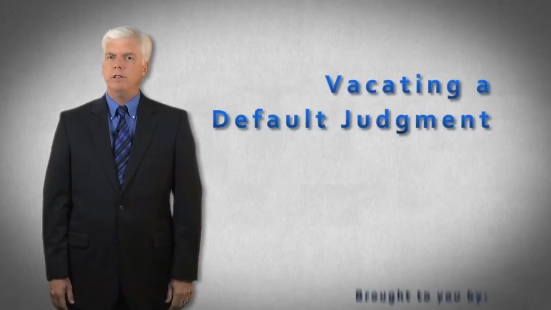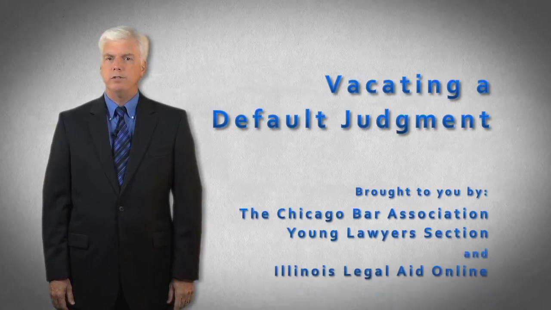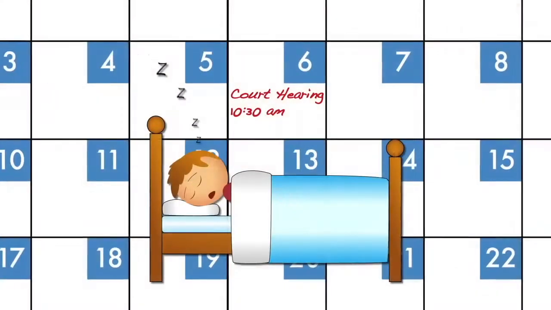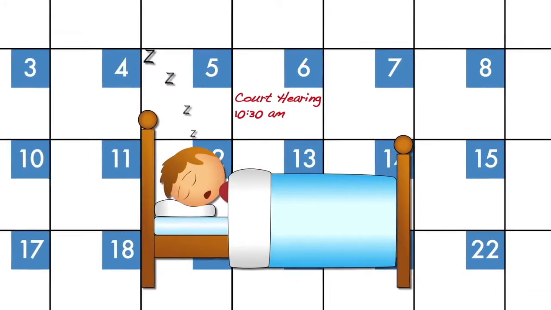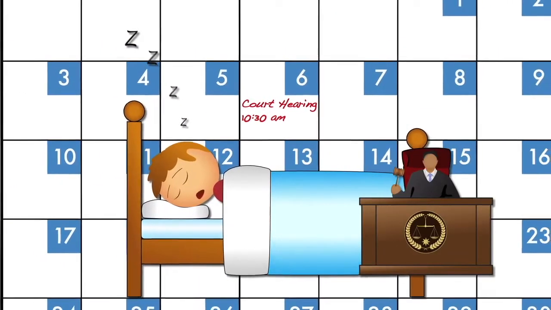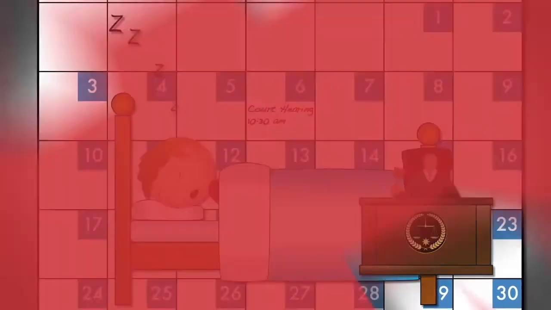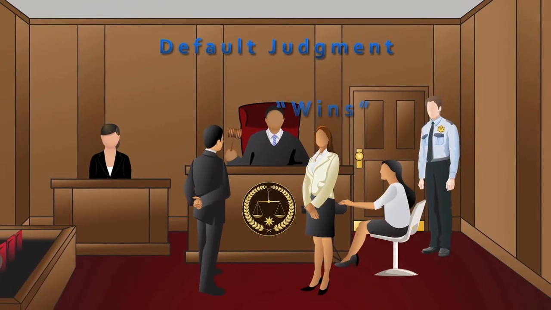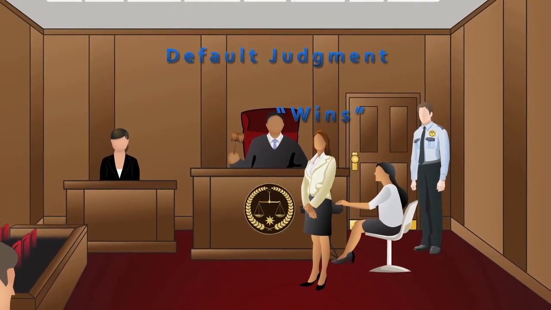In this video, you will learn how to vacate a default judgment. If you are involved in a lawsuit and you do not come to court on the scheduled date that you're supposed to, the judge may enter a judgment against you. This is called a default judgment. A default judgment means that the other side wins the case because you didn't come to court to defend it.